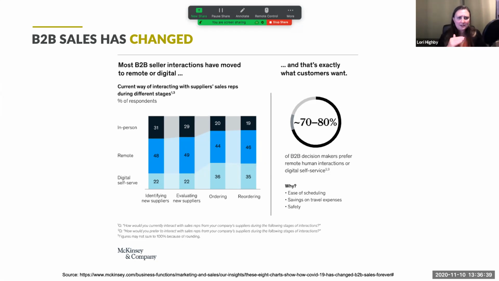On the bottom left there, it says what percentage of people are evaluating new suppliers, identifying new suppliers, either remote or self-serve. So you have a website, ordering online, reordering online, versus in person. So doing things remotely or digitally has definitely increased.